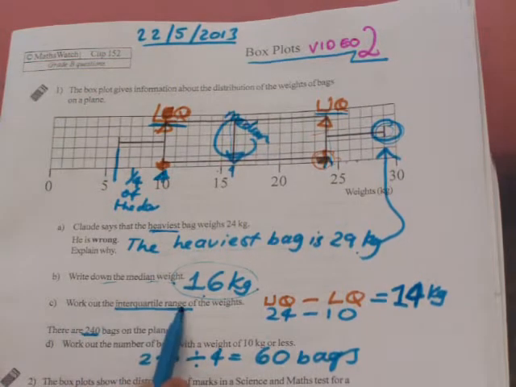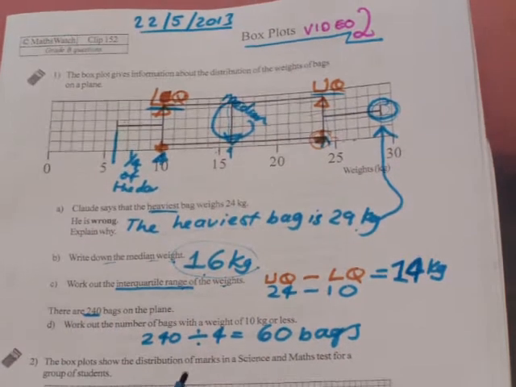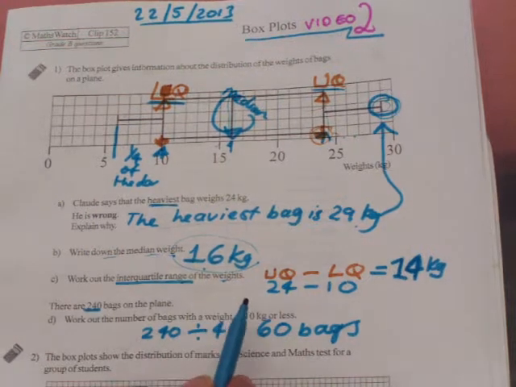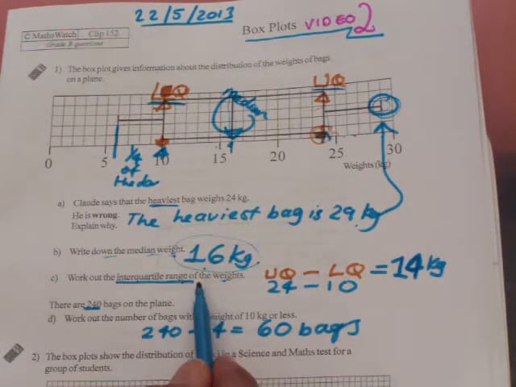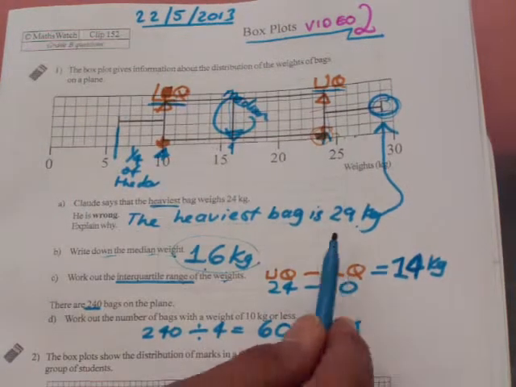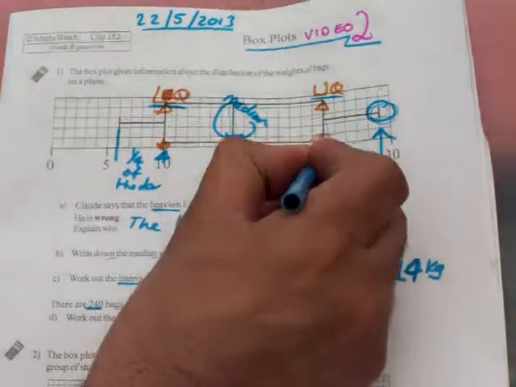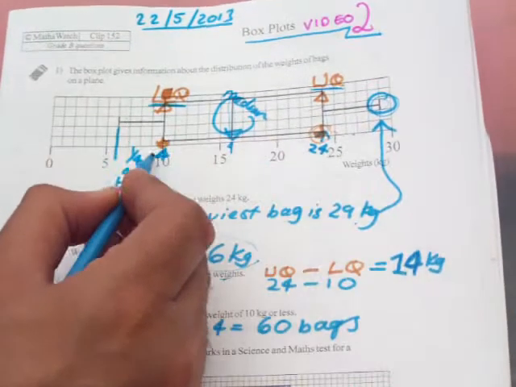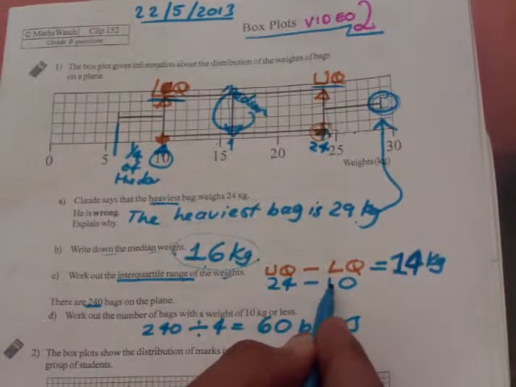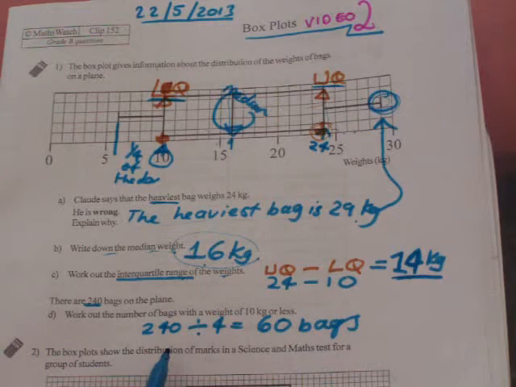Work out the interquartile range of the weights. The interquartile range is going to be the upper quartile value minus the lower quartile value. So the upper quartile value was 24, and the lower quartile value here was 10. So we have 24 take away 10, which gives us an interquartile range of 14 kilograms.